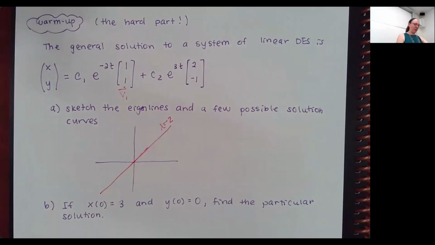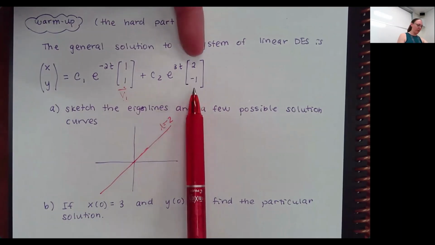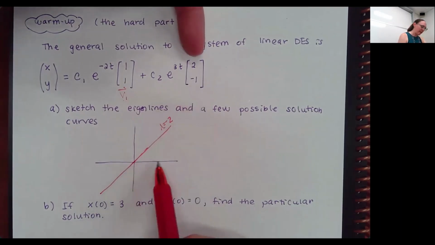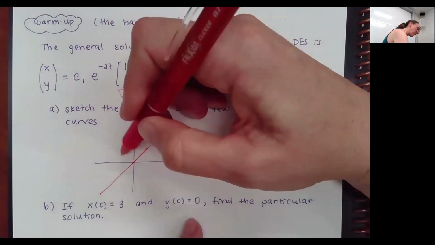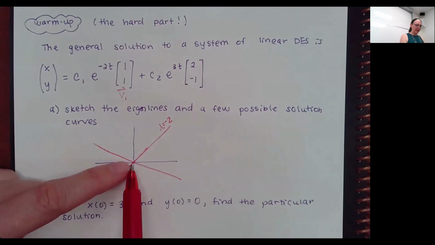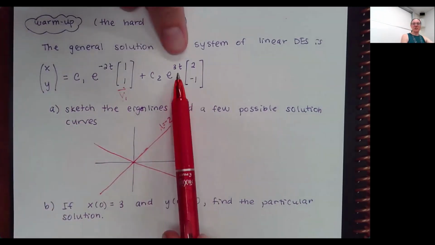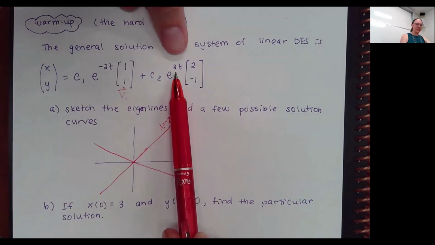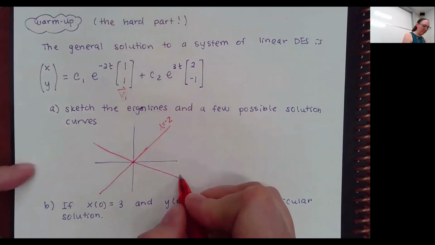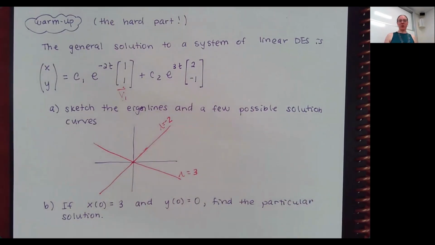If I look at my other one, I sketch the vector 2, -1, that says move 2 to the right and down 1. So 2 to the right, down 1, that's going to look something like this. And the eigenvalue associated with that one is 3. So I'm just going to write on here, lambda equals 3. So now comes the fun graphing part.